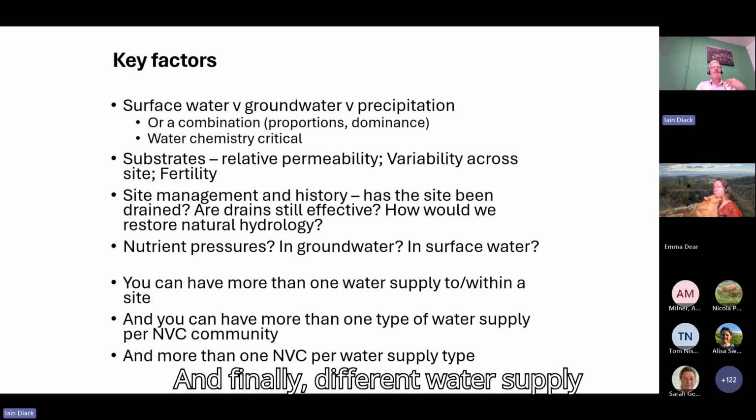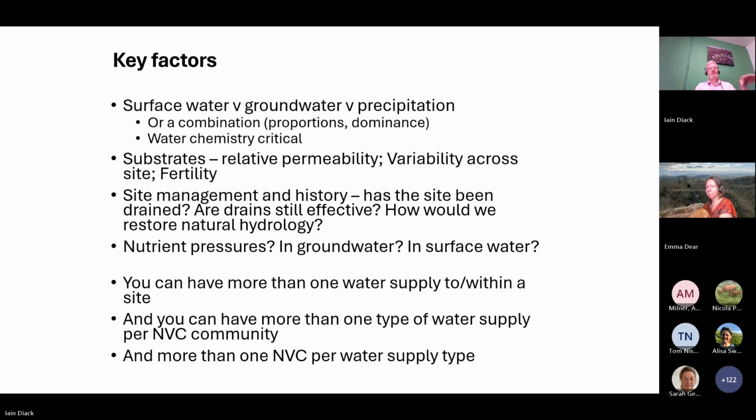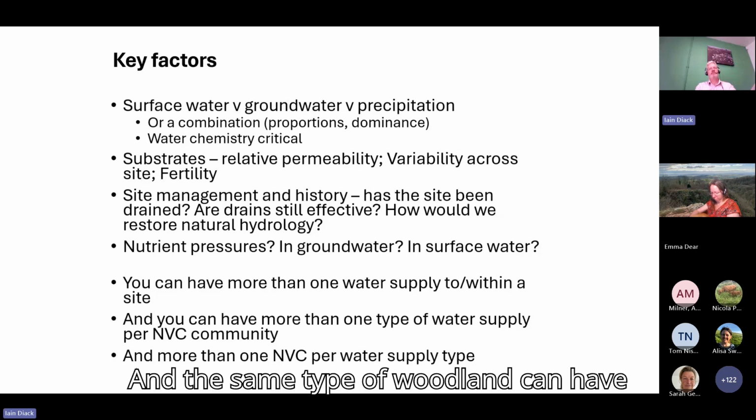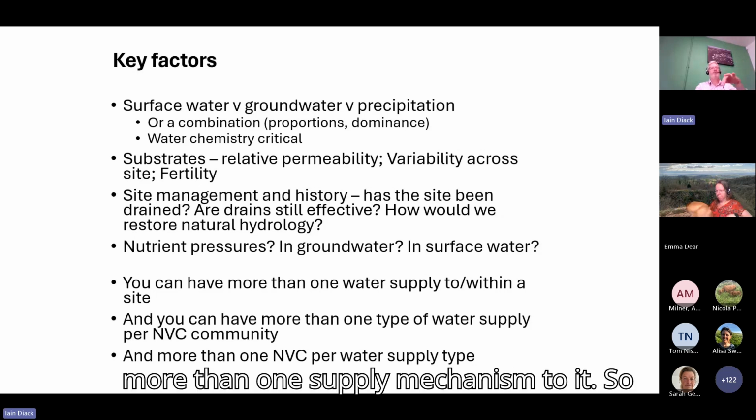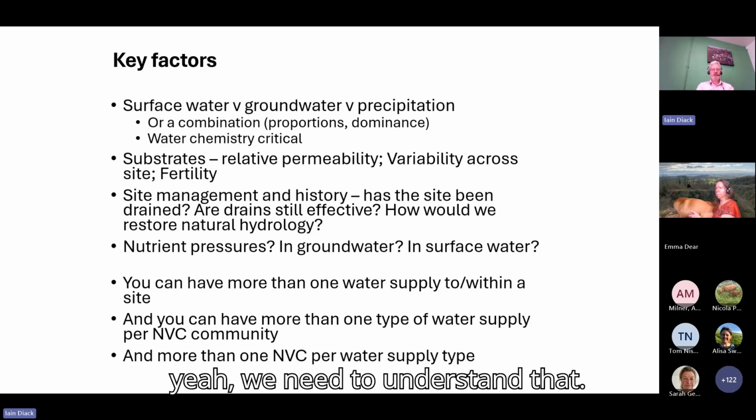And finally, different water supply mechanisms can give you the same type of woodland, and the same type of woodland can have more than one supply mechanism to it. So we need to understand that.